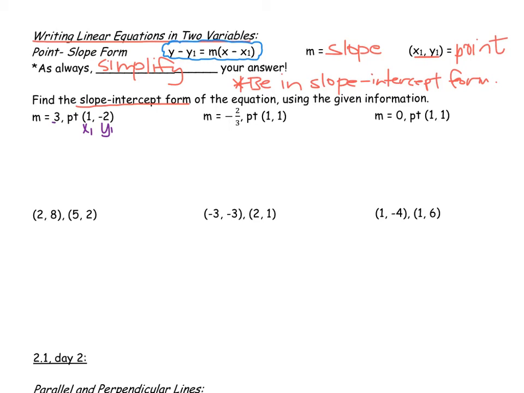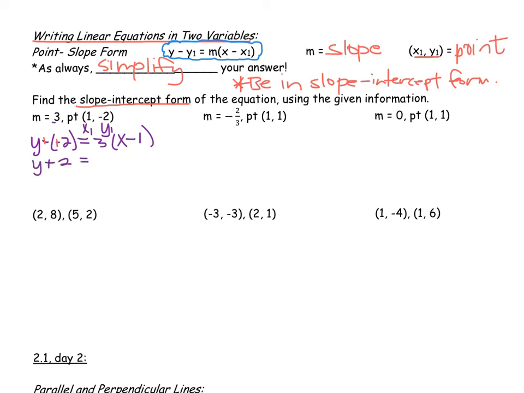All right, let's see how this works. If it's y minus y1 on the left-hand side, we'll do y minus negative 2. On the right-hand side, m is 3, and then we have a parenthesis, x minus x1, so x minus 1. And then it says simplify. On the left-hand side, y minus negative 2 would become y plus 2.